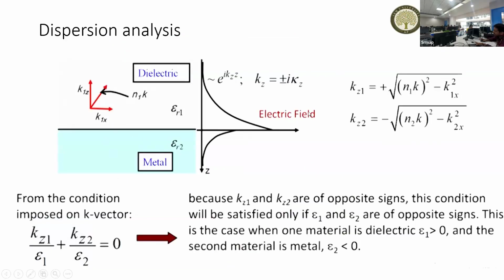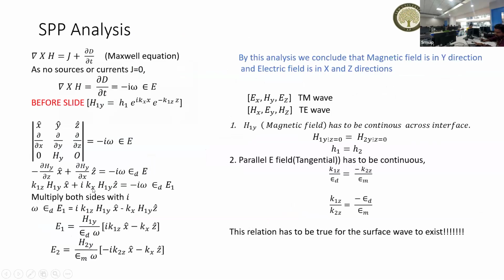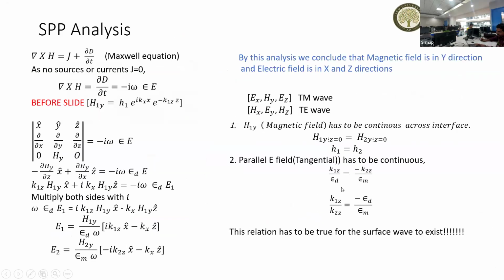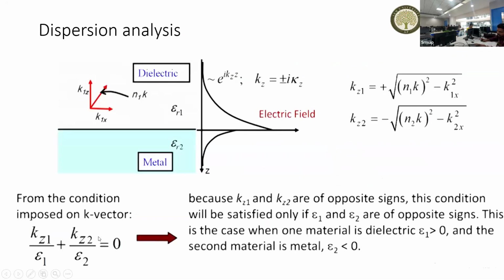k2z is nothing but the metallic medium. So that's why I have to mention negative here, and positive here. So these terms are nothing but this term only. This equation only I have modified, and finally square root of n1 into k. k square is nothing but free space propagation, omega by c. Now if you simplify this further, k1z by epsilon d, if you take this to the left hand side, plus k2z into epsilon m equal to 0. So finally we'll end up here.